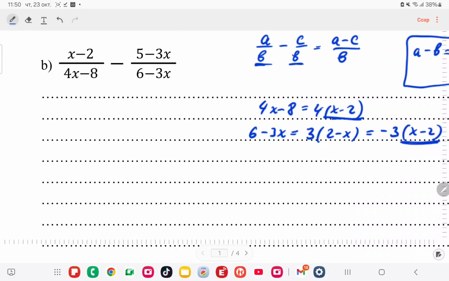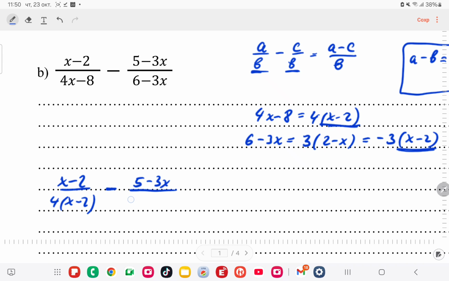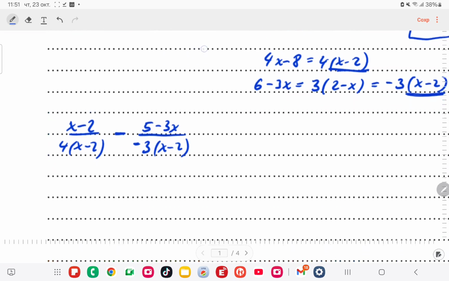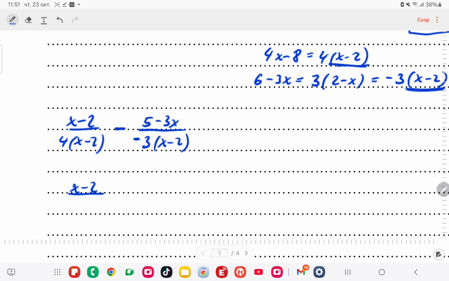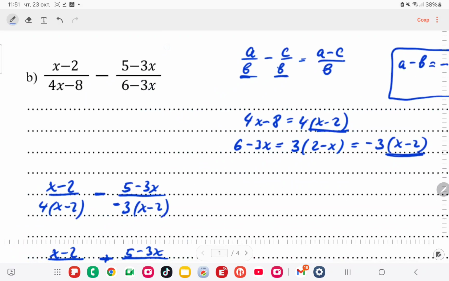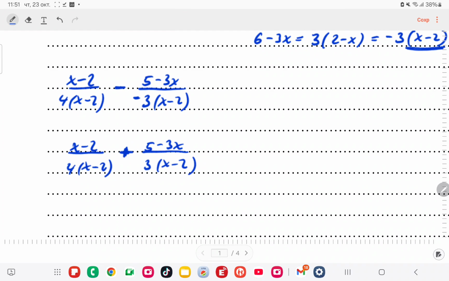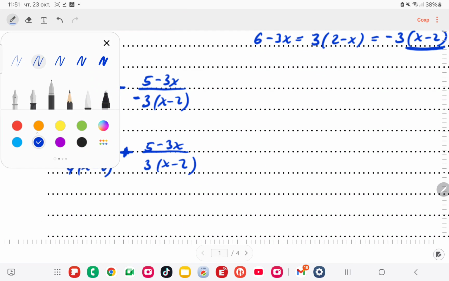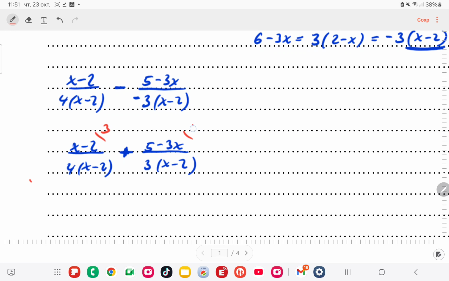Okay, so let's rewrite these denominators in our example. 4 times x minus 2, minus 5 minus 3x over negative 3 times x minus 2. And now you see that two minuses together. It means that we should add together. Minus minus is plus, 5 minus 3x over 3 times x minus 2. Now this plus makes our life much easier, and it means that we have to multiply the first numerator by 3 and the second one by 4.